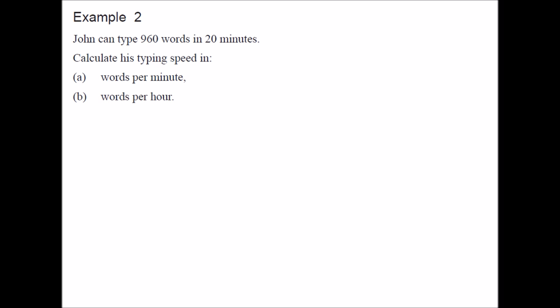John can type 960 words in 20 minutes. Calculate his typing speed in words per minute and then in words per hour. So words per minute is quite straightforward because we have 960 words and we're doing that in 20 minutes. So following the same pattern as the last example, we do 960 divided by 20, which is 48 words per minute.